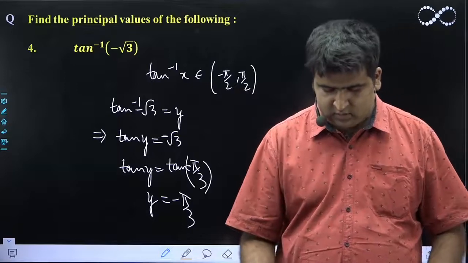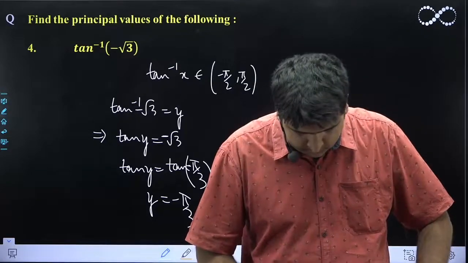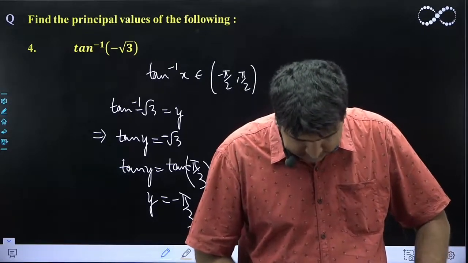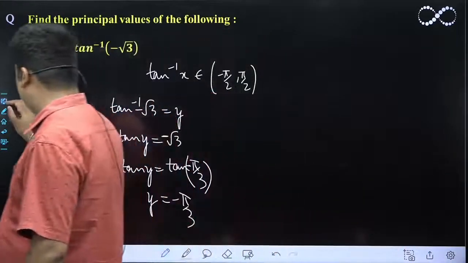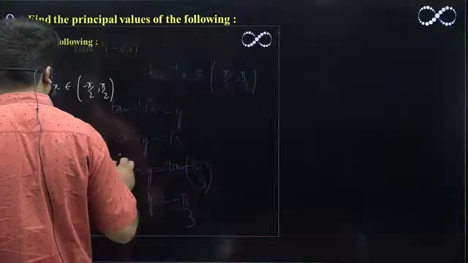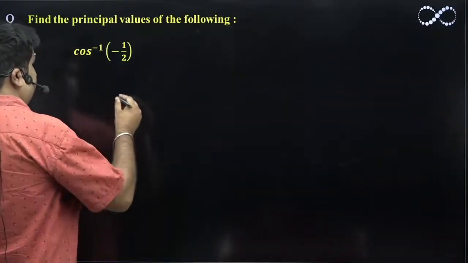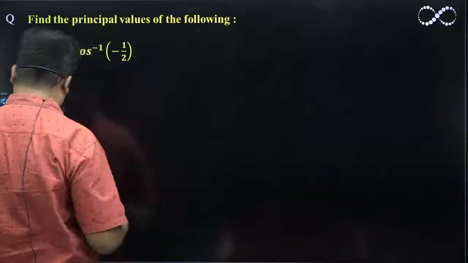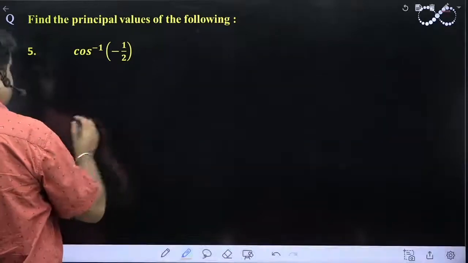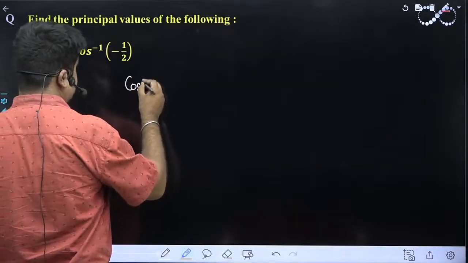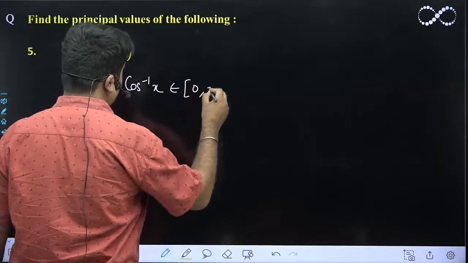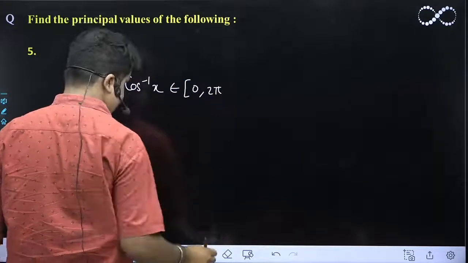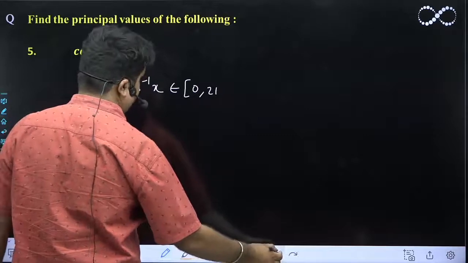Right? So after this we'll see the next problem, the fifth one, which is cos inverse minus half. So first we know that cos inverse x lies between 0 to 2 pi. Sorry, 0 to pi.